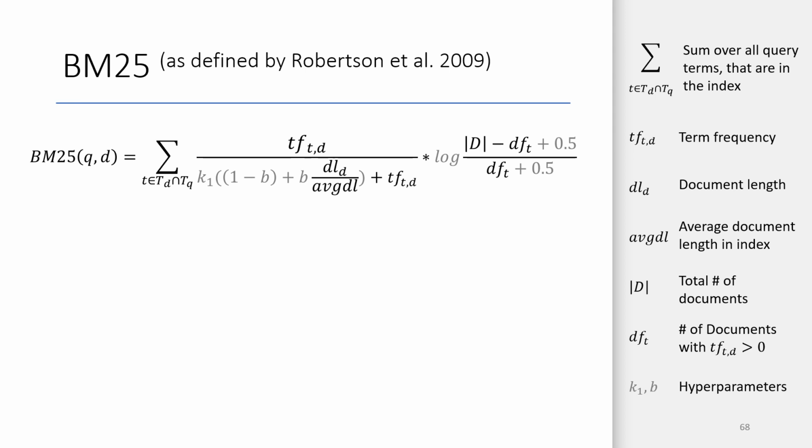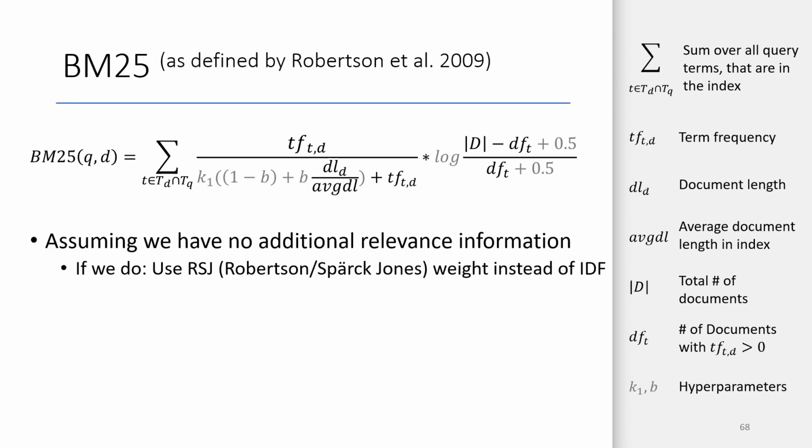And on the inverse document frequency side, we see that the formulation has changed a bit, where we subtract the document frequency of term t from the total before dividing it. Of course, we have to emphasize here that it's again only one of many possible variations, and we assume that we have no additional relevance information.